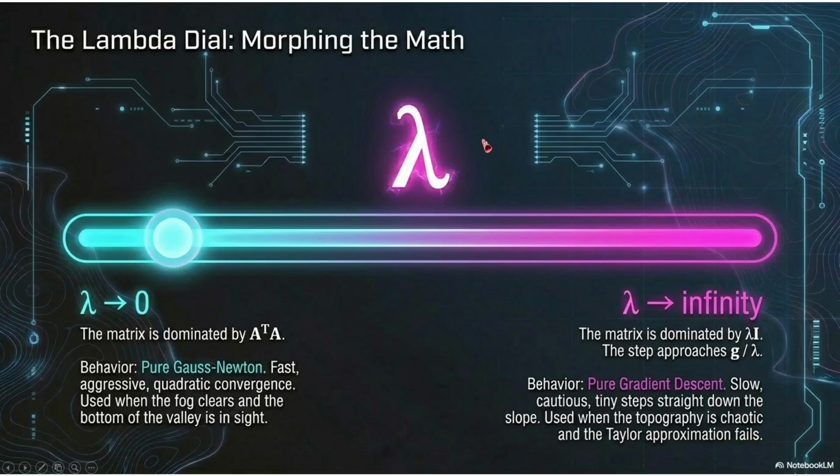Now think of this lambda as a dial that morphs the math. When the fog clears and the bottom of the valley is in sight, lambda approaches zero. The matrix is dominated by Gauss-Newton, giving us fast, aggressive, quadratic convergence. Conversely, when the topography is chaotic, we turn lambda upward towards infinity. The algorithm shifts into pure gradient descent, taking slow, cautious, tiny steps straight down the slope.